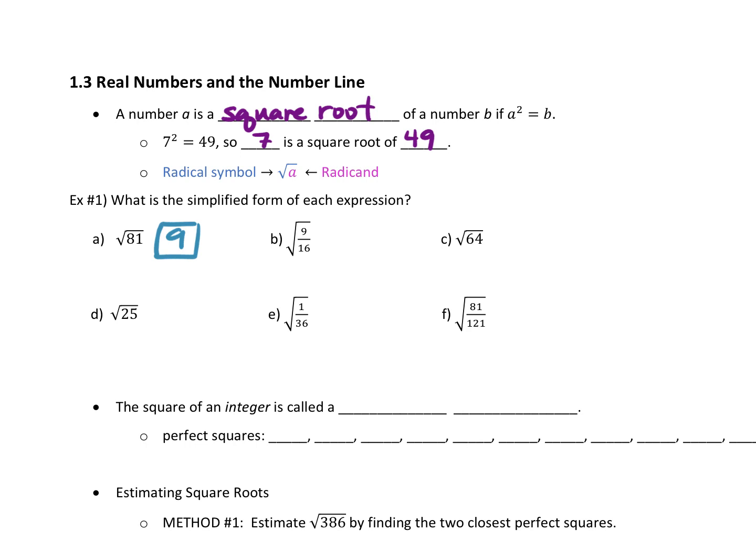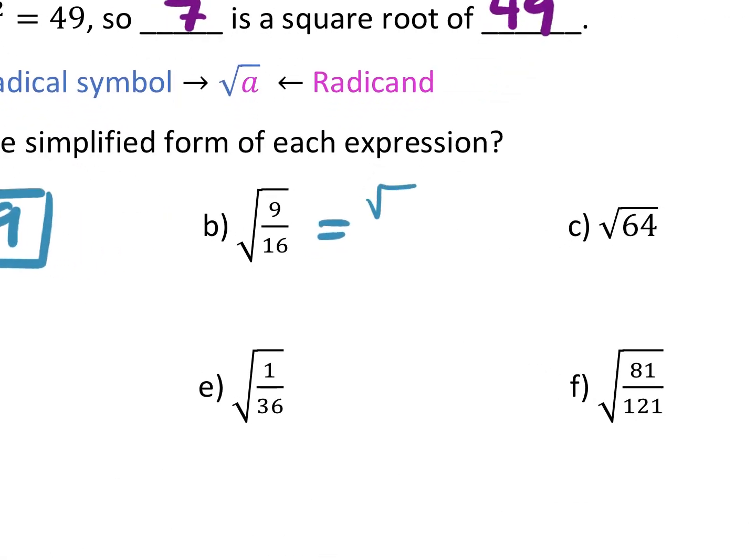So this is 9. The fraction, I heard some of you explain it. This is essentially the square root of 9 divided by the square root of 16. The square root of 9 is 3. The square root of 16 is 4. So you leave it as that fraction, 3/4.